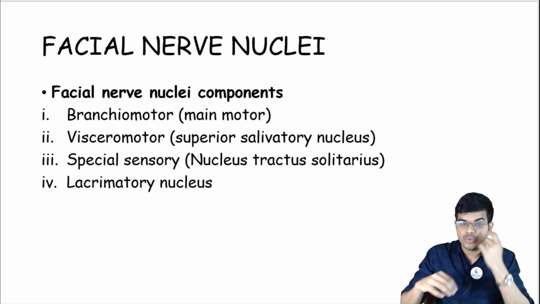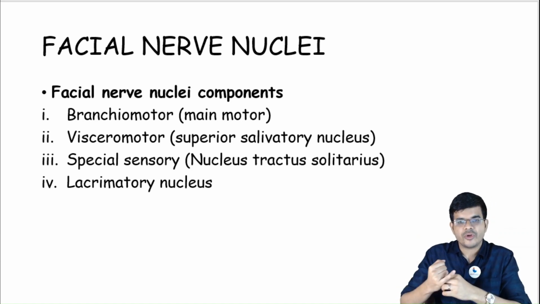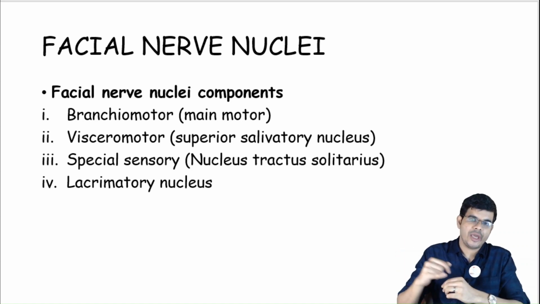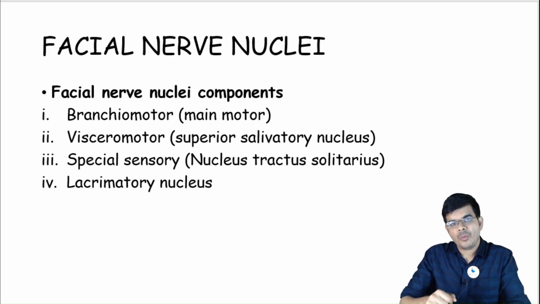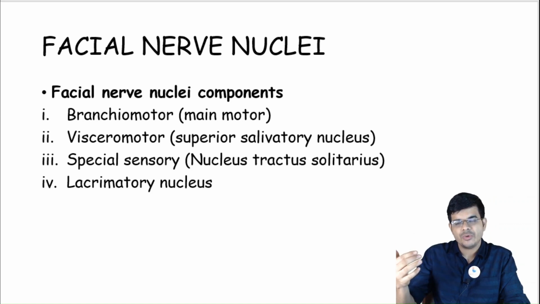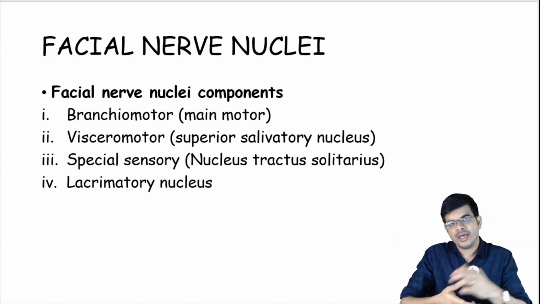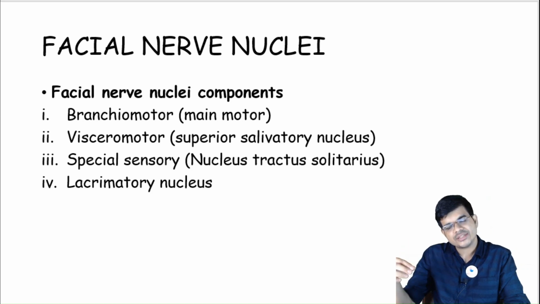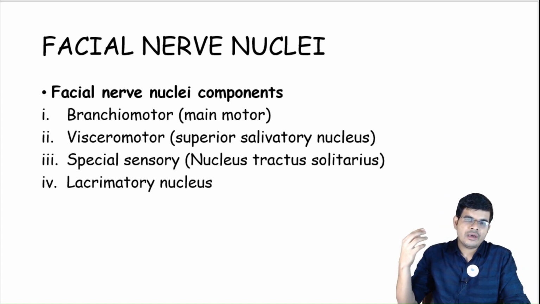And what are the other nuclei you have here? You have the visceral motor or superior salivatory nucleus. Now you remember, the superior salivatory nucleus is a part of the facial nerve. What about inferior salivatory nucleus? It is a part of the glossopharyngeal nerve. Superior salivatory nucleus is seen in the pons, whereas the inferior salivatory nucleus is situated inferiorly, so it is seen in the medulla. And the superior salivatory nucleus deals with the secretomotor supply to the submandibular and sublingual salivary glands, whereas inferior salivatory nucleus deals with the supply to the parotid gland.